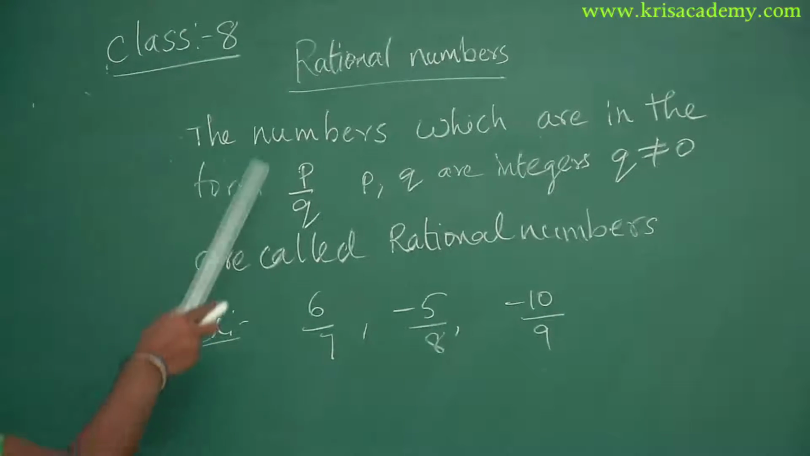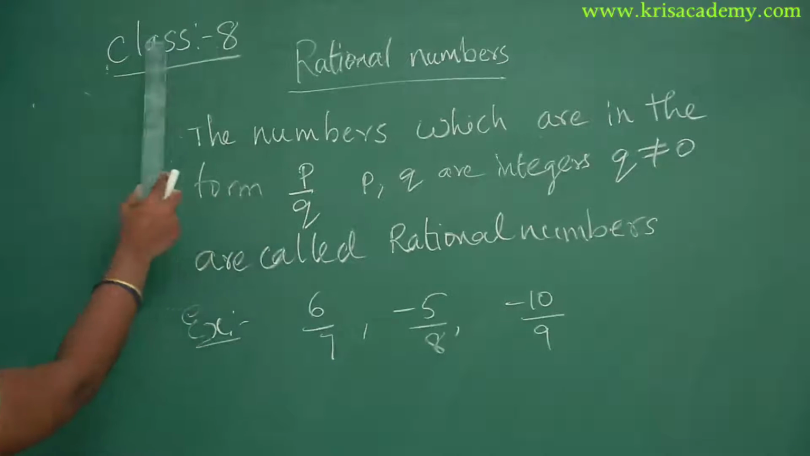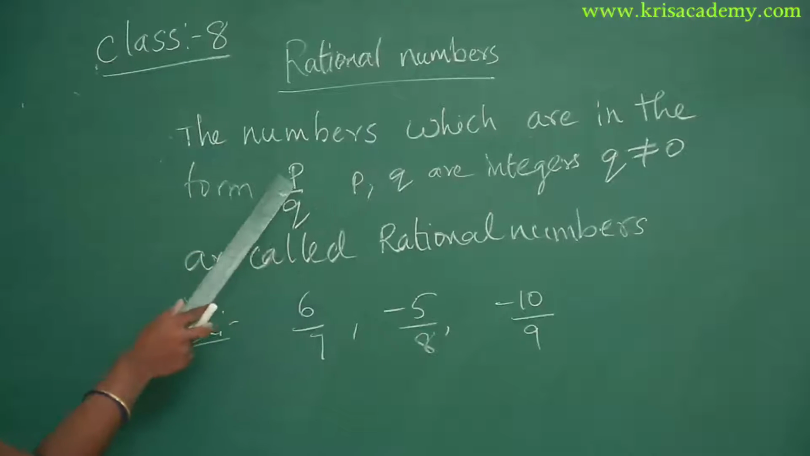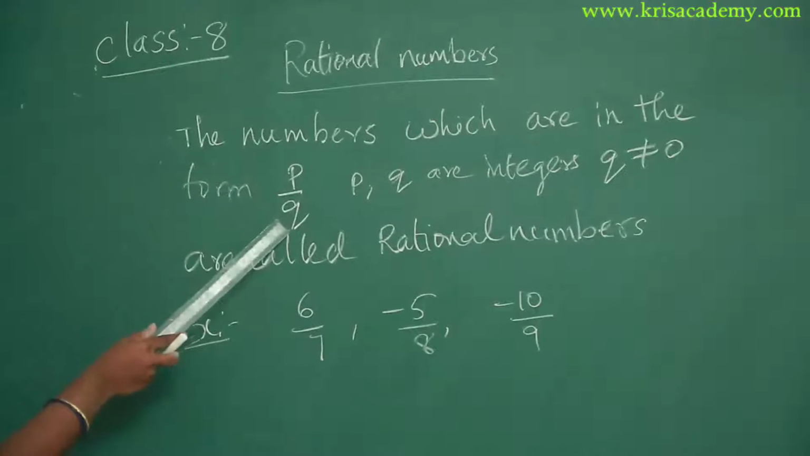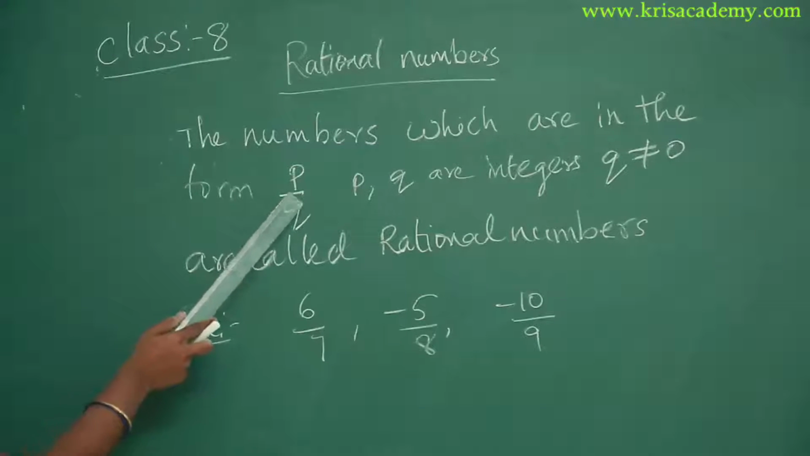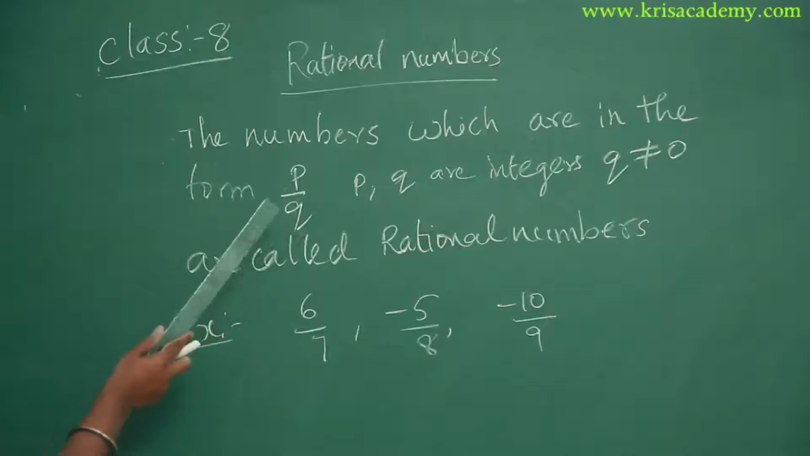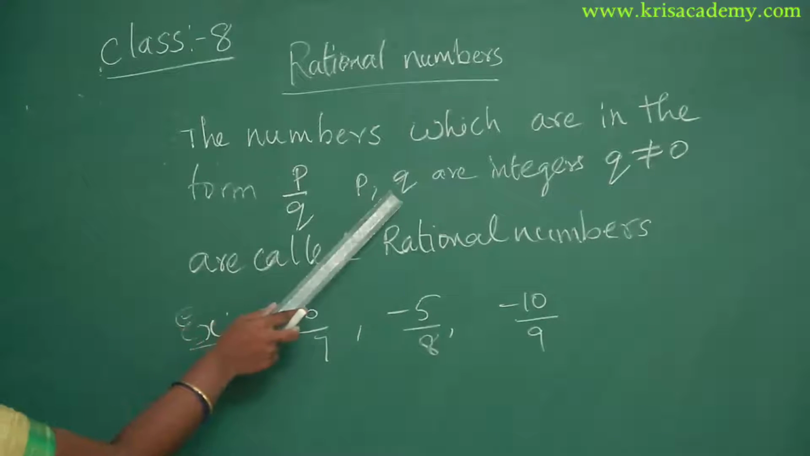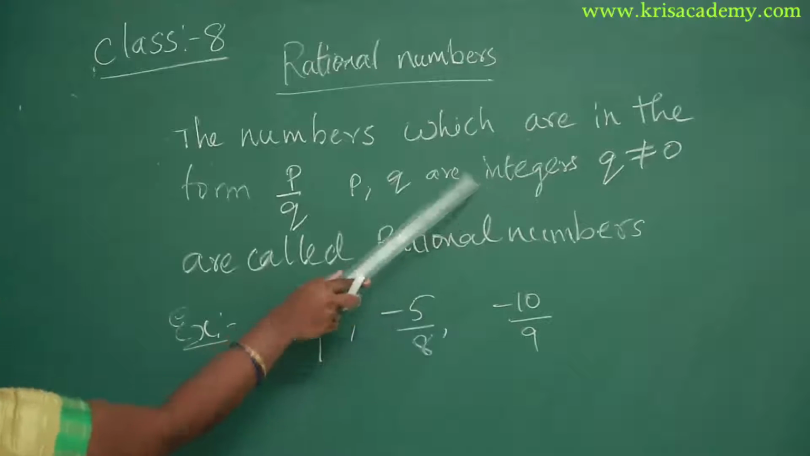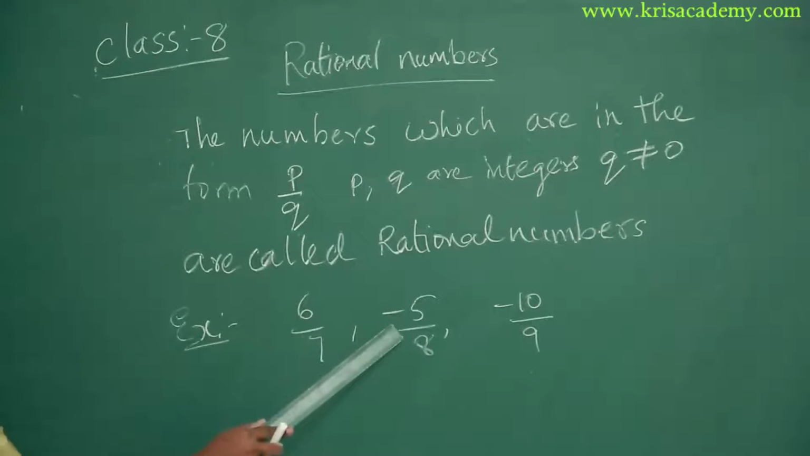Now let us start the new chapter of rational numbers of class 8. Rational numbers are the numbers which are in the form of p by q. By looking at p by q, we can tell these are numbers a little bit like fractions only. Here p is the numerator, q is the denominator, but p and q are integers. Very important, integers. Integers will have positive as well as negative numbers also.